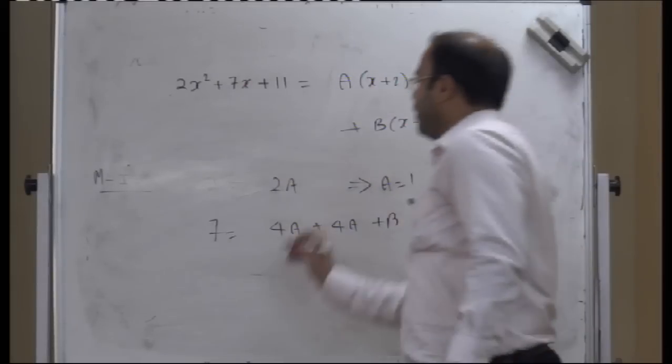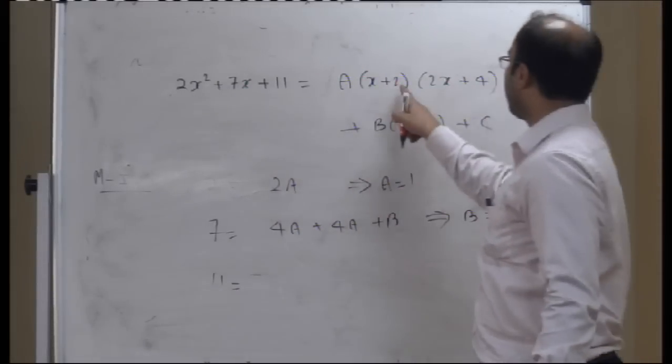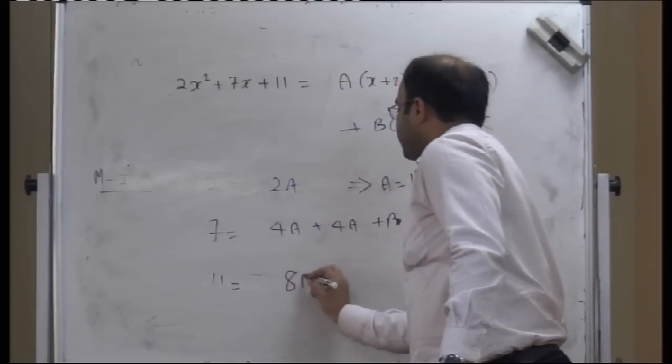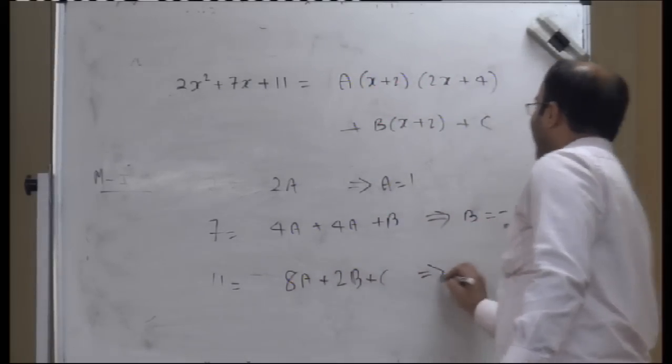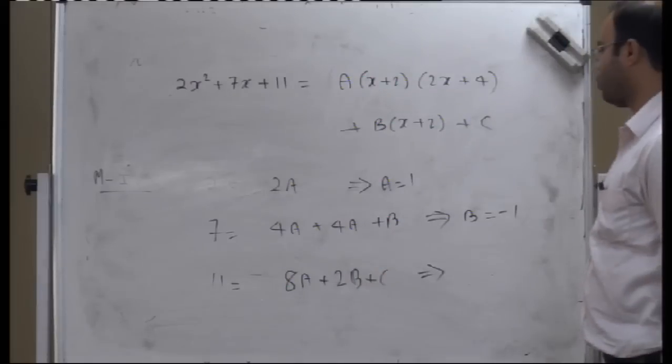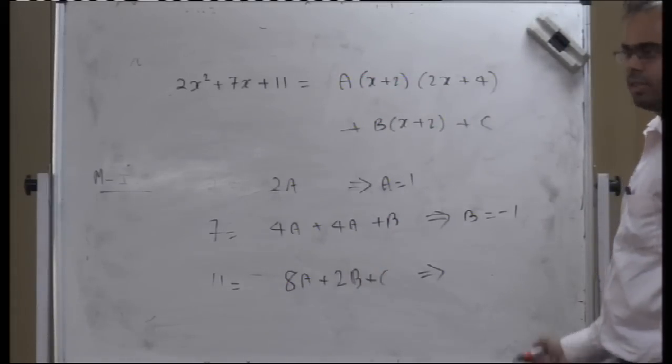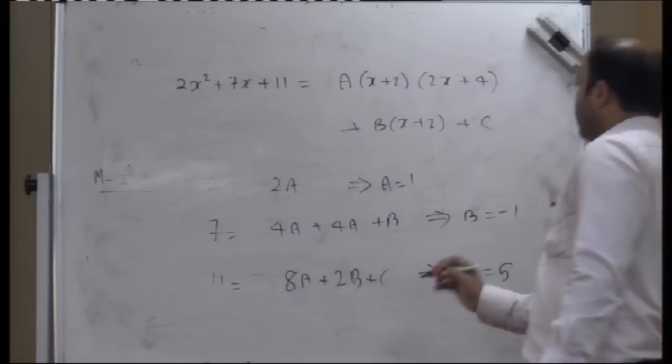Then take 11, which is the constant. Here the constant is 8a plus 2b plus c. Put the values of a and b. 8 minus 2 is 6, and 11 minus 6 is 5. So c is actually 5.